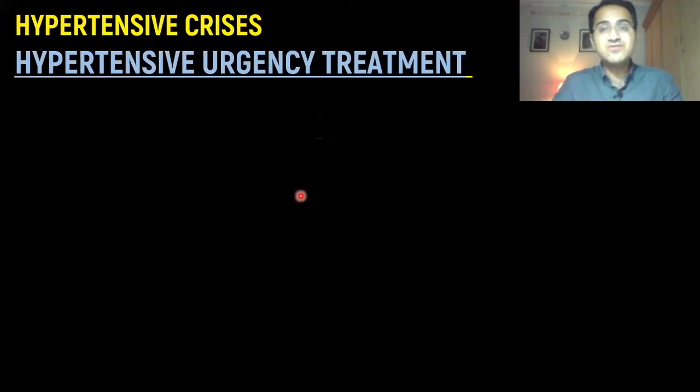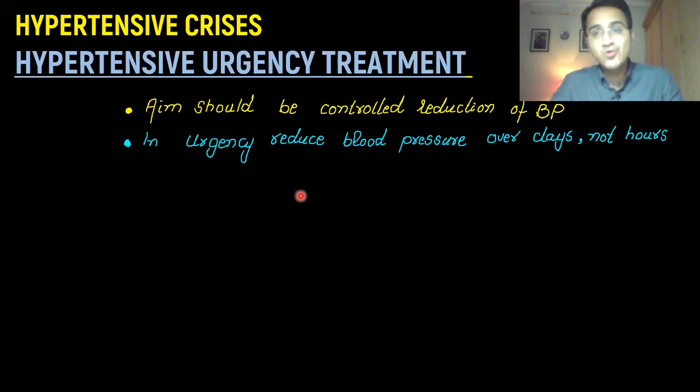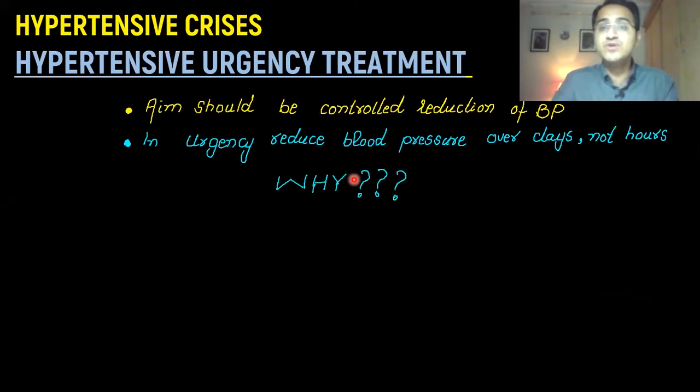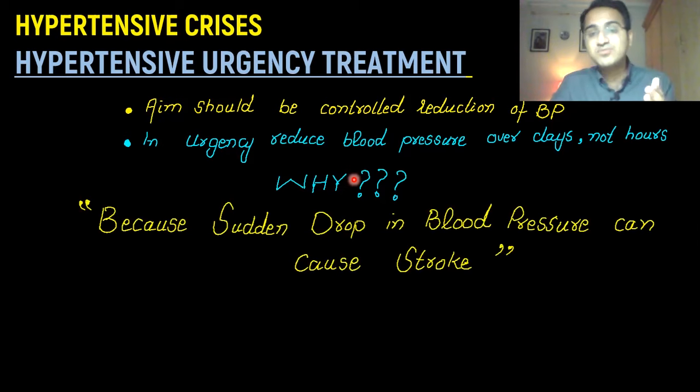Now, what is the treatment of hypertensive urgency? In hypertensive urgency, the aim is controlled reduction of blood pressure. In urgency, we reduce blood pressure over days, not in hours. So we slowly bring back the blood pressure to a normal range. We do not quickly drop the blood pressure. Why is it treated over days, not in hours? Because a sudden drop in blood pressure can cause stroke. So to avoid stroke, we reduce the blood pressure slowly over days.